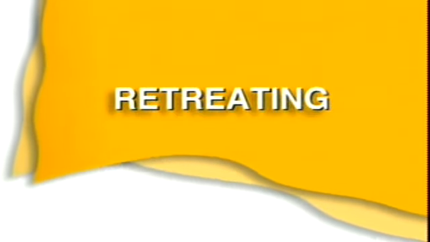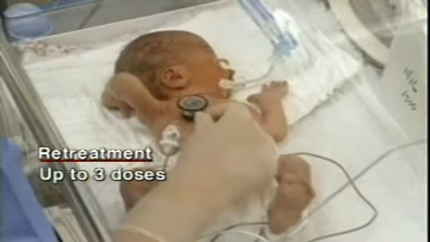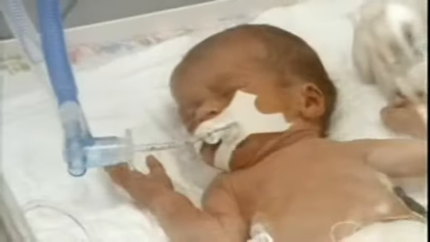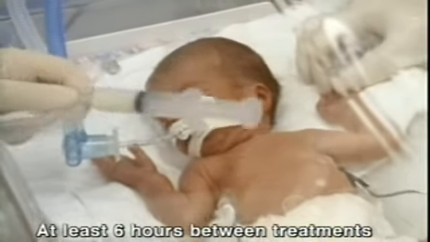If respiratory distress continues, up to 3 subsequent doses may be administered. Retreatment should occur only if the infant has RDS, remains intubated, and requires at least 30% inspired oxygen to maintain an arterial oxygenation of less than or equal to 80 torr. Retreatment with Surfactant is virtually identical to initial dosing. However, wait at least 6 hours between treatments.